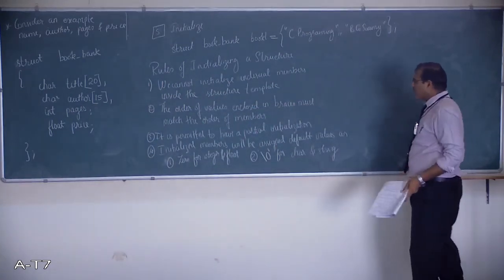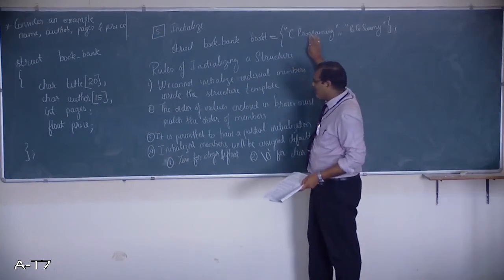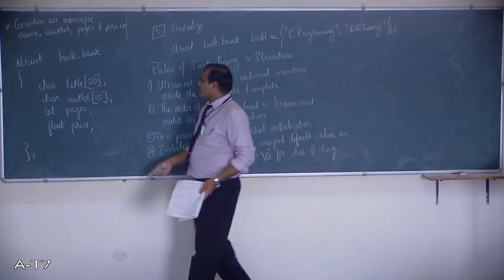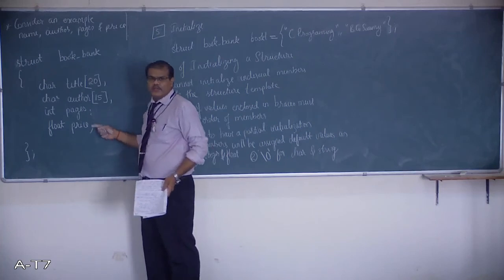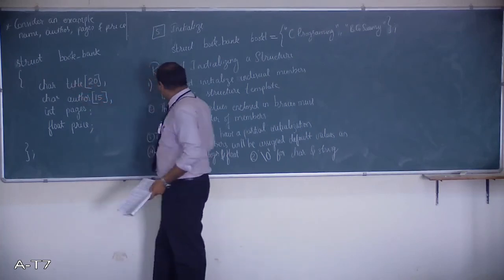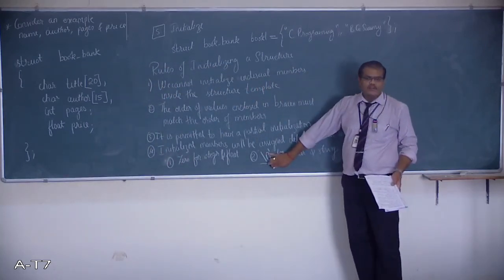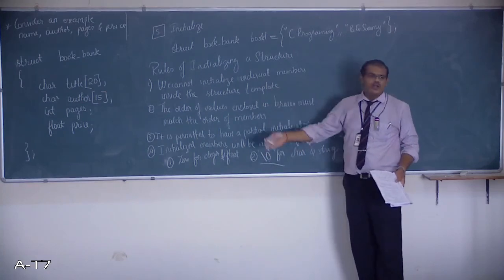The fourth and most important rule: if there is no initial value assigned, by default for integer and floating the default values are zeros, and for character and string the default value is the null character. This is the null character symbol. It will be assigned for a character or a string.